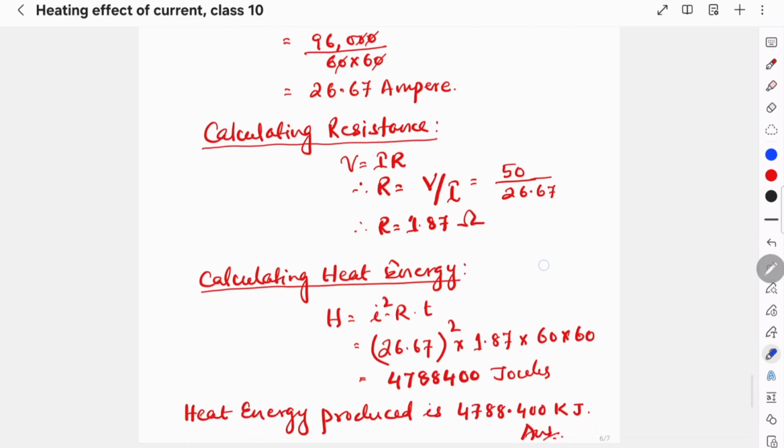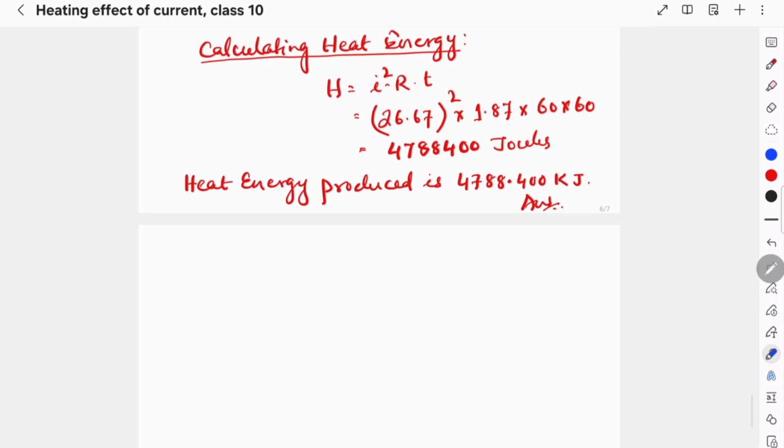The formula for heat energy is I square RT. We have the value of current, we have the value of resistance, and we know the value of time t, which is 1 hour. So putting all this into the equation, we get 4788400 joules. So a huge amount of heat. This is high because the current was flowing for a duration of 1 hour. So the heat produced is also large.